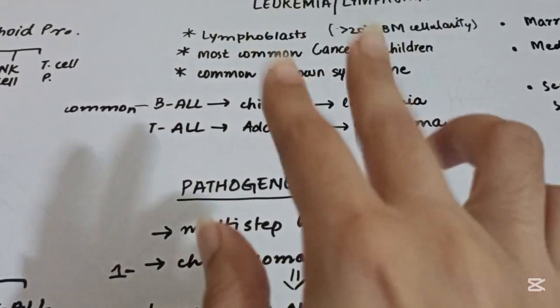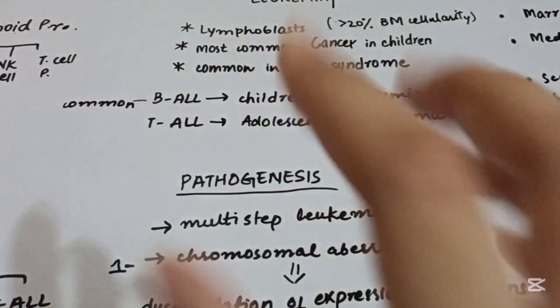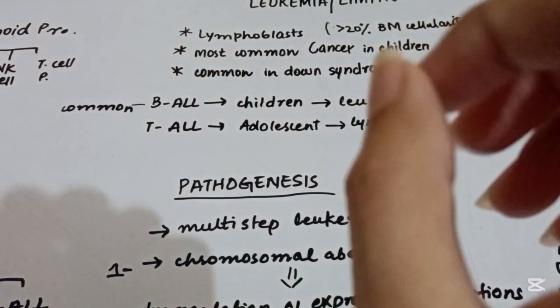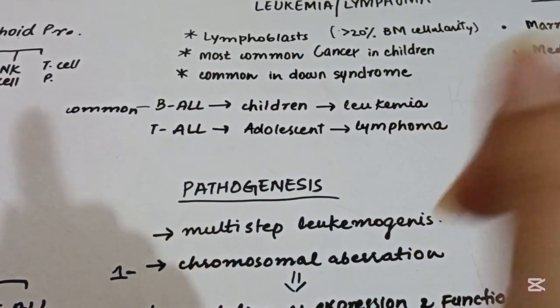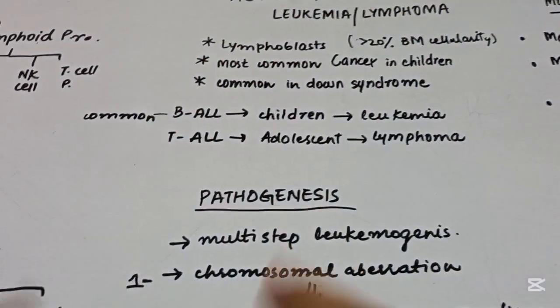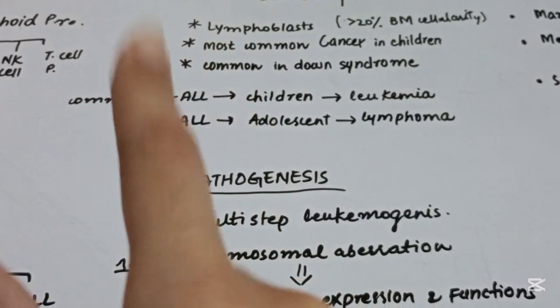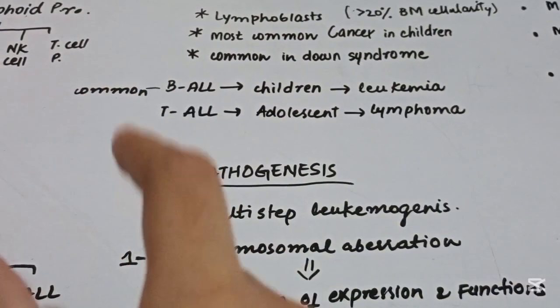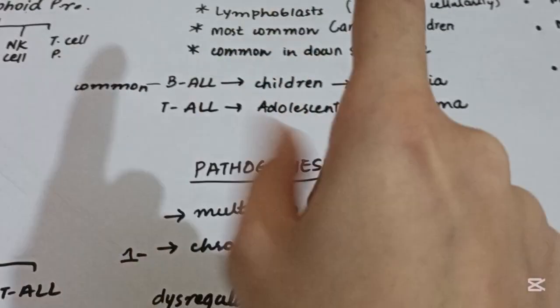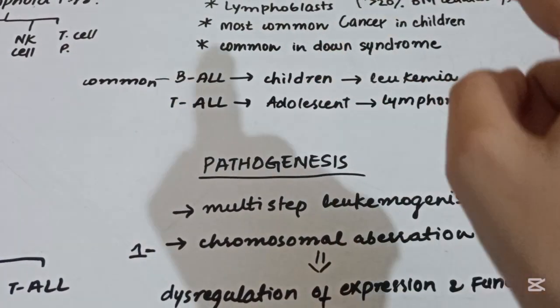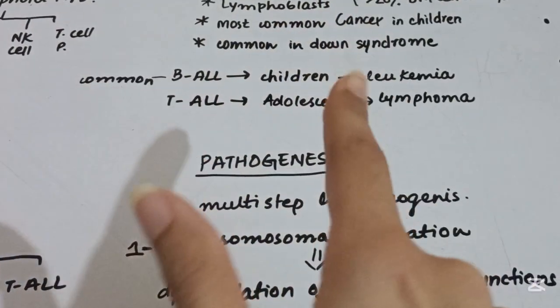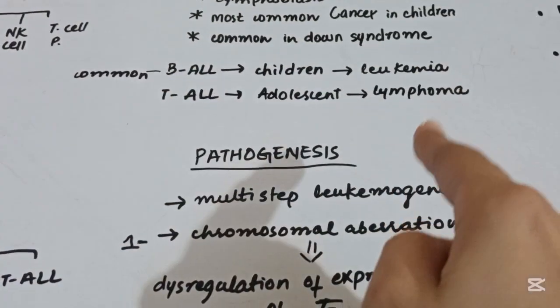We have already covered the first 2 points from here, and the third point is also very important. The patients with Down syndrome are very predisposed towards the development of ALL. B-ALL is more common than T-ALL. Yes, B-ALL is most common in children and the picture is leukemic, whereas T-ALL is common in adolescents and the picture is of lymphoma.